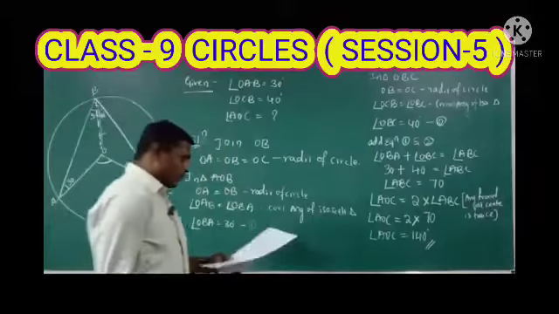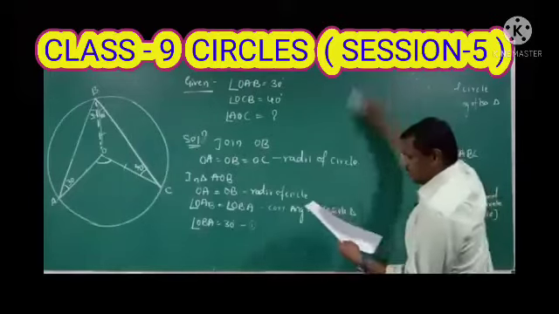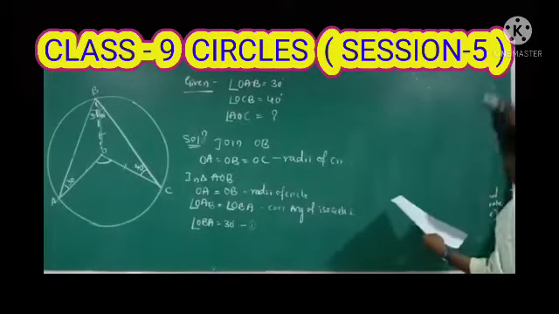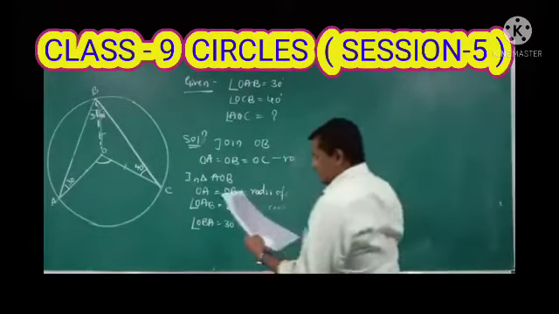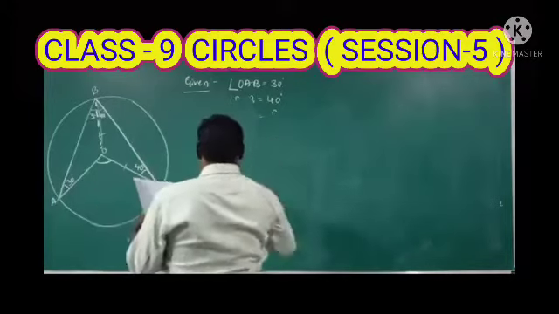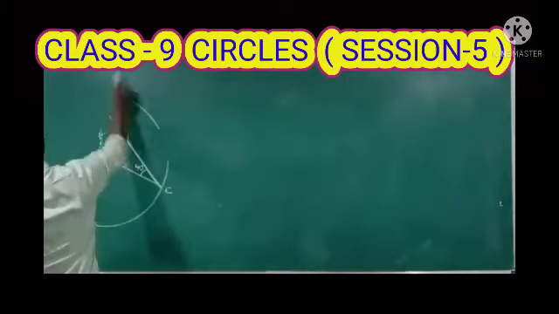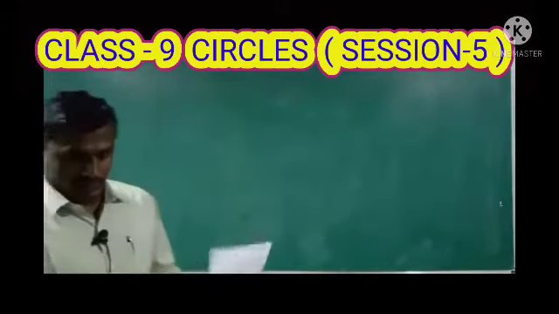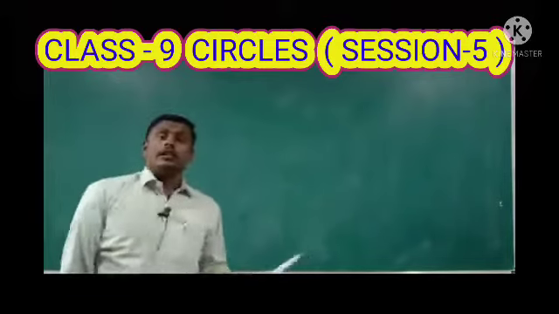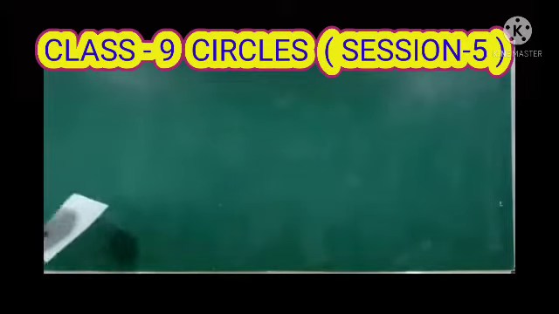That is, in the figure, angle BAD is equal to 65 degree. Angle ABD is equal to 70 degree. Angle BDC is equal to 45 degree. Prove that, first one, AC is a diameter of the circle. Here you need to prove that AC is a diameter of the circle. And second one, find the angle ACB. Find the angle ACB.